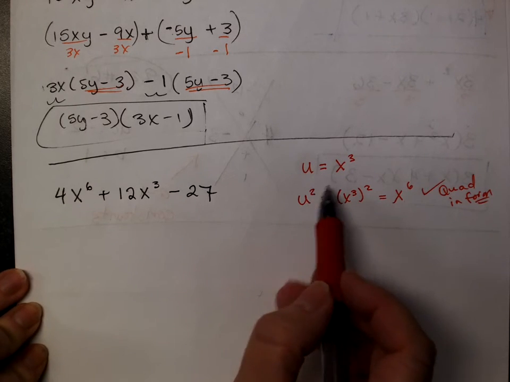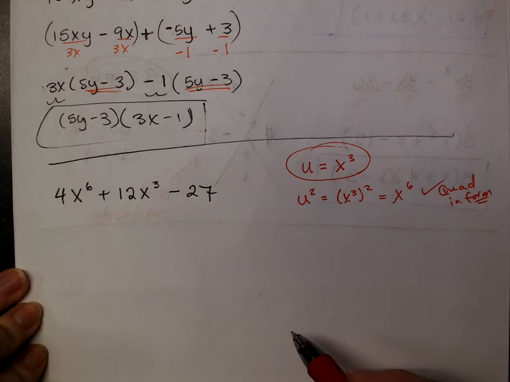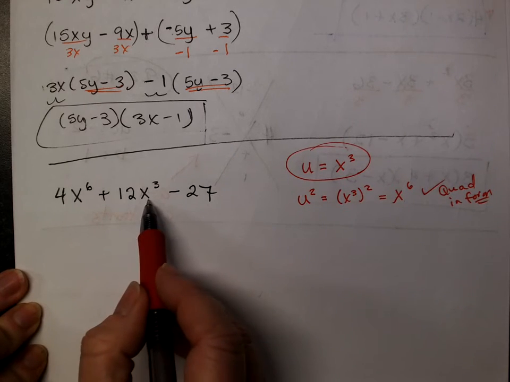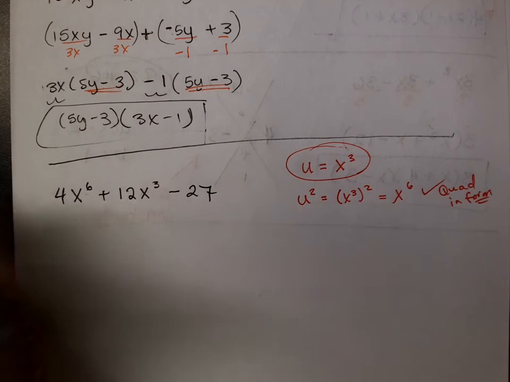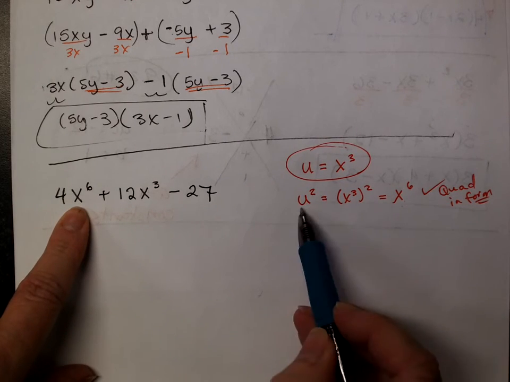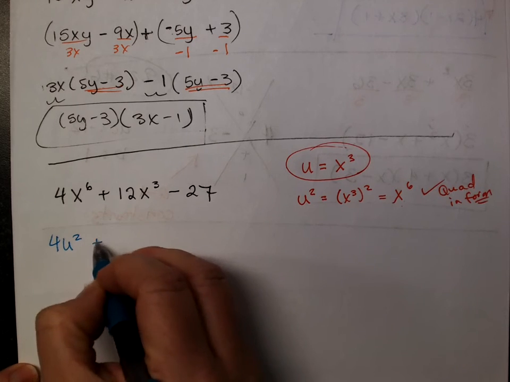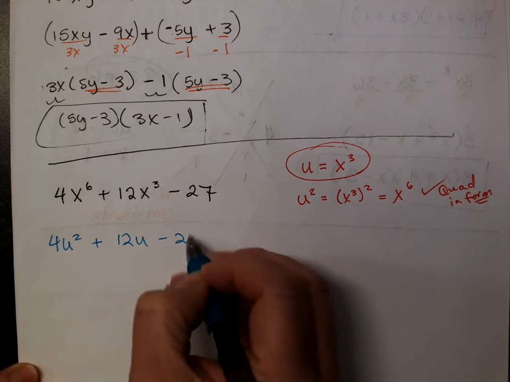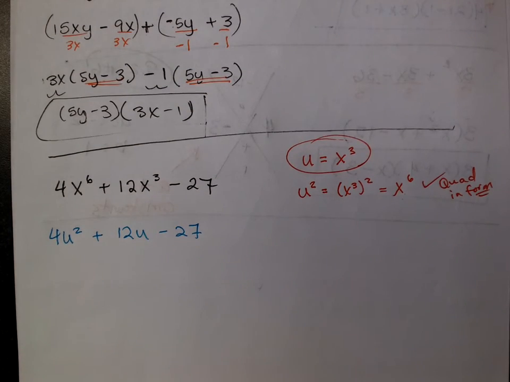So anywhere I see x cubed, I put in a U. So I rewrite this problem as 4, and x to the 6th I can write as U squared, plus 12U minus 27. And now I just do my regular old factoring. Now this is an a not equal to 1, so I have to do all that tedious a not equal to 1 thing.